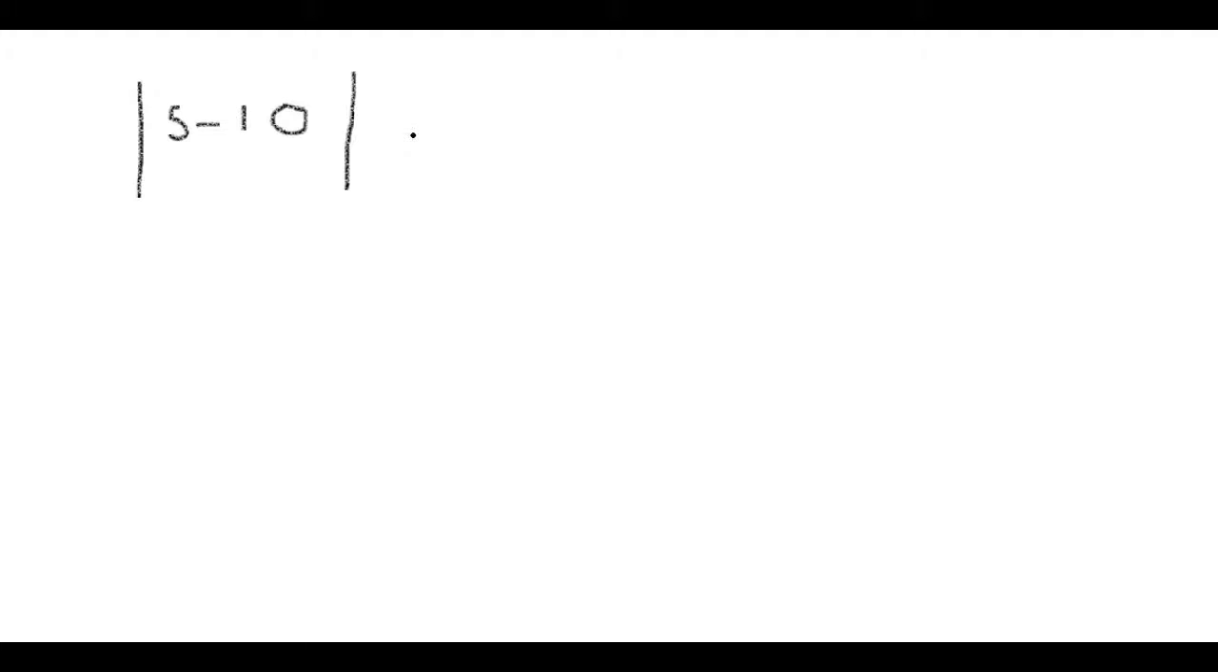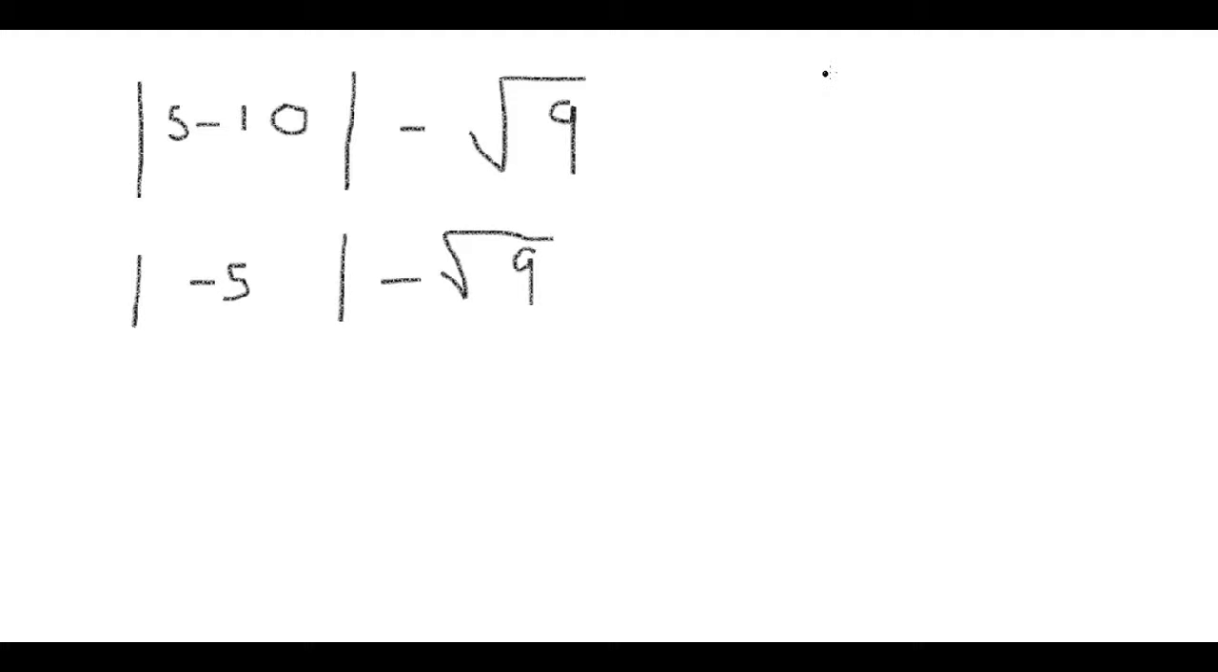Now another problem that we have to understand is something called absolute value, where we have these bars. So the example I have is the absolute value of 5 minus 10, minus the square root of 9. First thing we need to figure out is what is the answer for what's in these brackets. Well, 5 minus 10 is negative 5. Then we have minus the square root of 9.